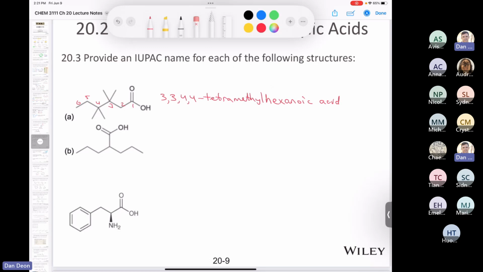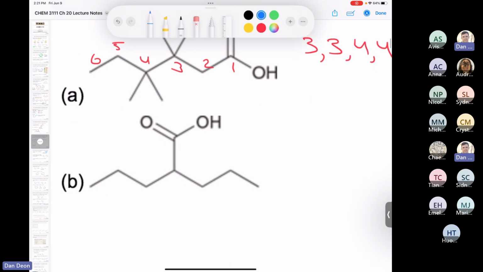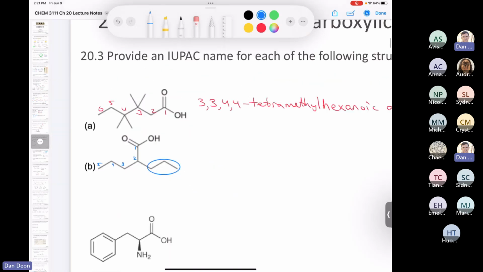The next one. How many carbons are in the parent of the next one? Anybody? How many carbons would be in the parent? And you can see the symmetry in the molecule, but I think there's 5, right? So you'd start here, 1, 2, 3, 4, 5, right? And then you have this propyl group dangling off here. Yeah. Okay, good, good. All right.